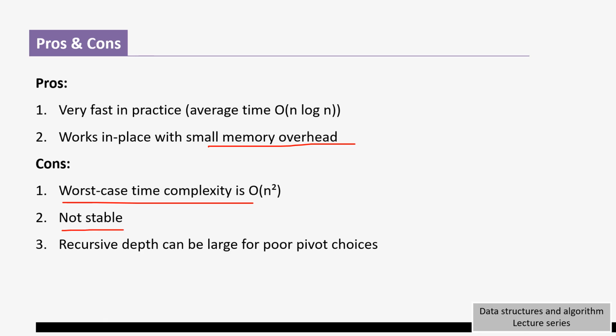Again, it is not stable. Equal elements may not keep their original relative order. If two values are the same, then the original order may not be the same, right? And it can lead to deep recursion, which might cause stack overflow if not optimized properly. Still, with proper pivot strategy and tail recursion optimization, quicksort is a very powerful algorithm.